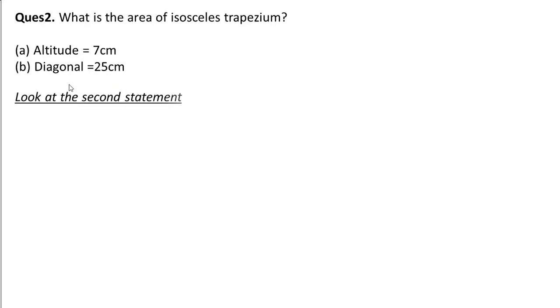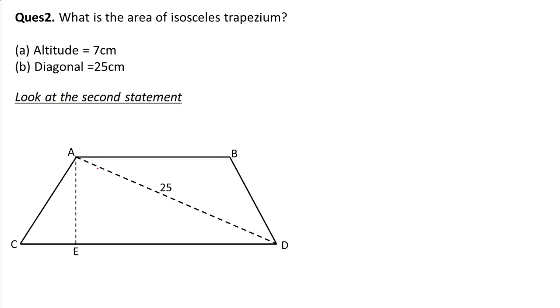Have a look at statement number 2. It says diagonal is equal to 25. Again, I only know that AE square plus DE square is equal to 25 square, or 625, by Pythagoras theorem. But I do not know the exact value of AE or DE.